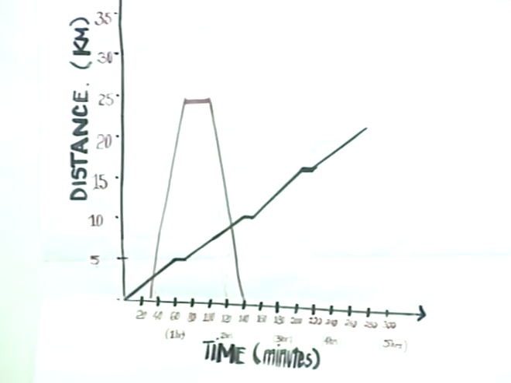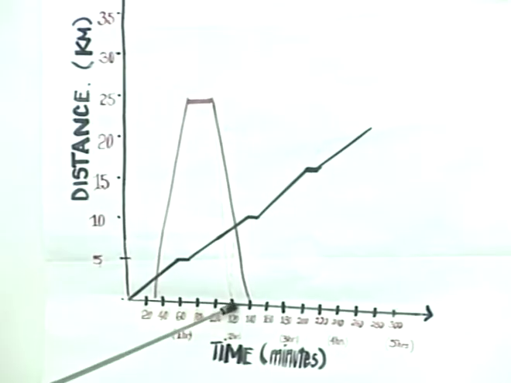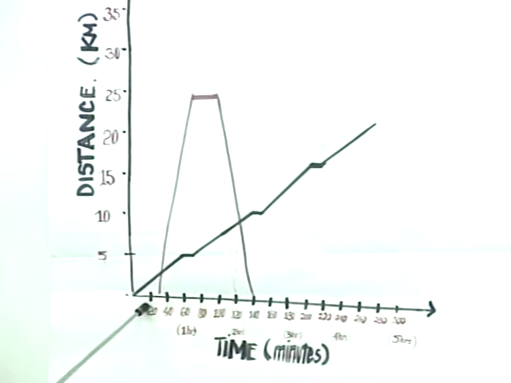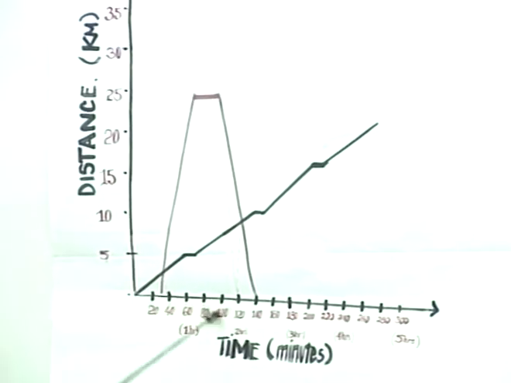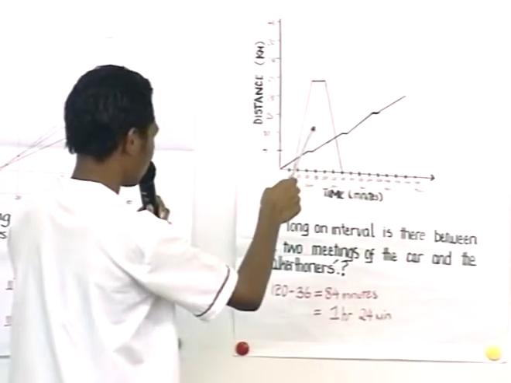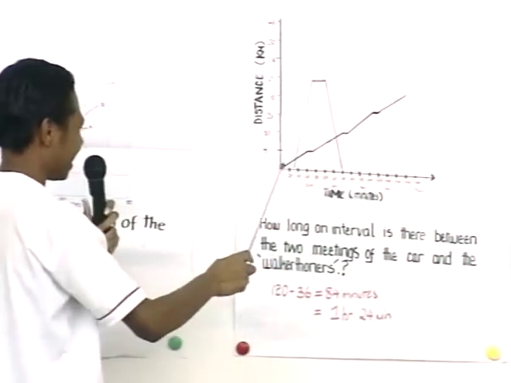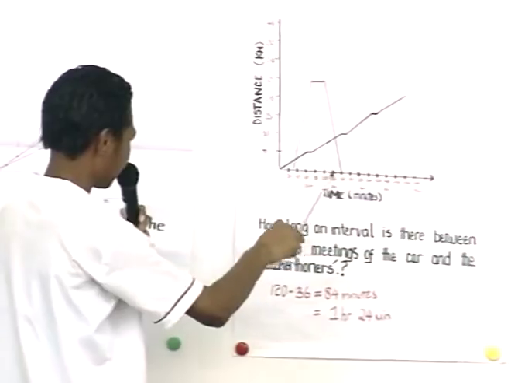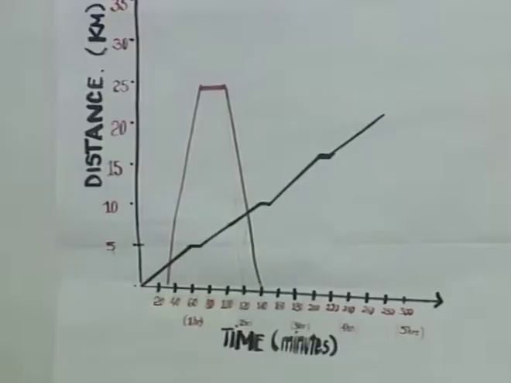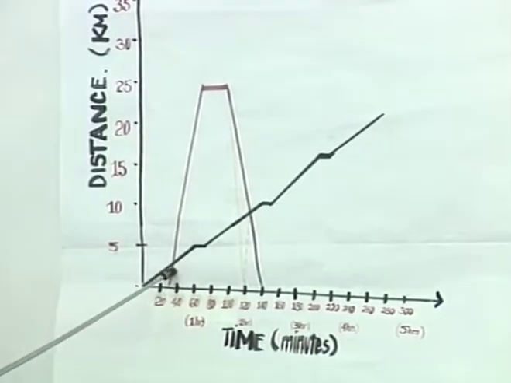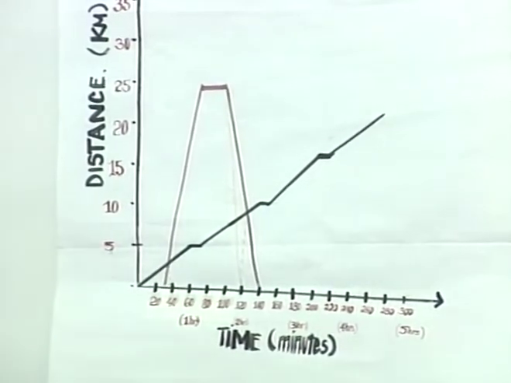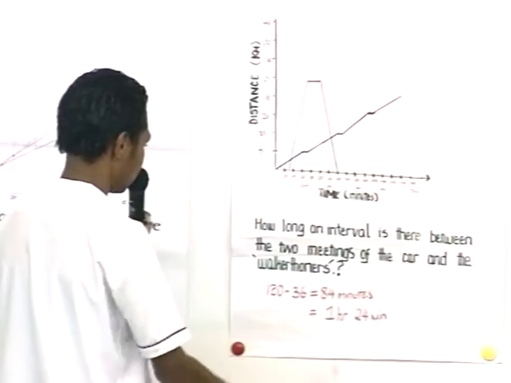So 120 minutes is this whole distance they travel. No, I mean, 120 minutes is the time here. Minus 36, because of this half an hour here plus the 6 minutes it took. So we came up with 84 minutes, and convert that to hours and minutes is 1 hour 24 minutes.